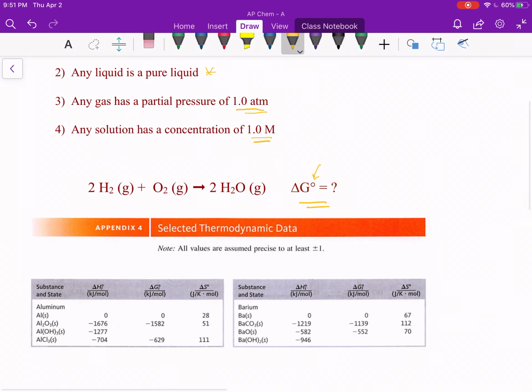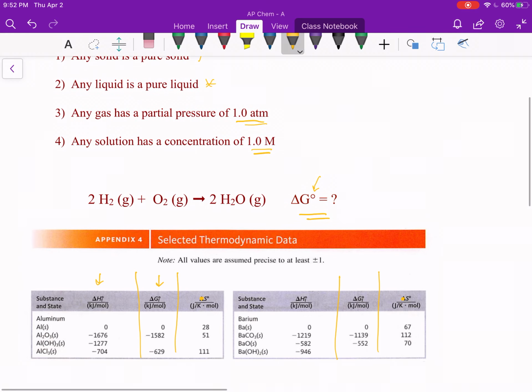And when we go to the back of the book, again, remember we see these things. We see delta H, we see delta G, and we see what should be S. I don't like the delta sign. I think that's a misprint. So we see that in the back of the book, they have delta G data. We're like, sweet, makes life easy for us.